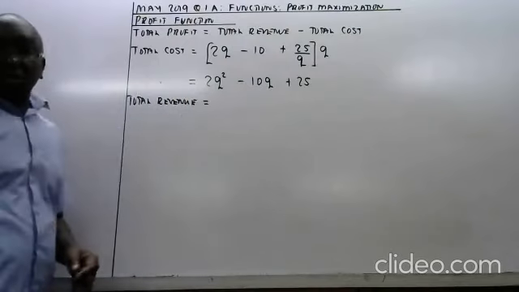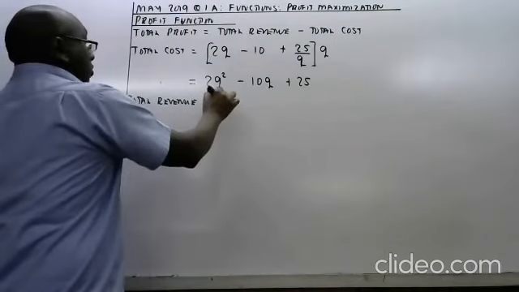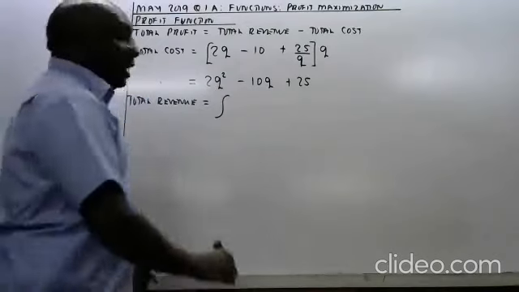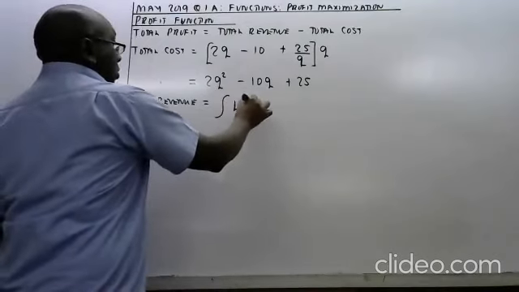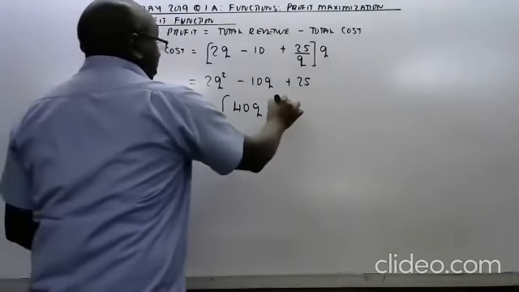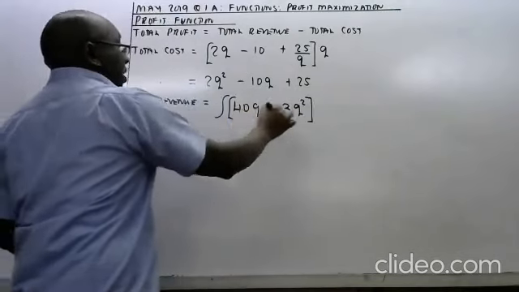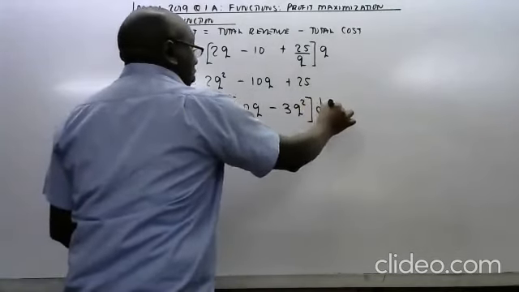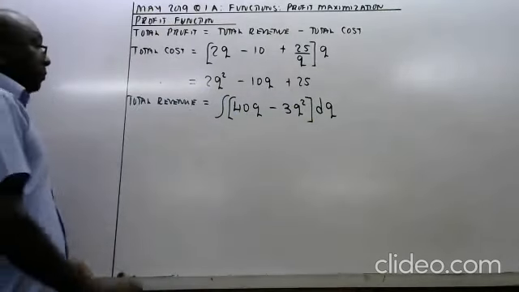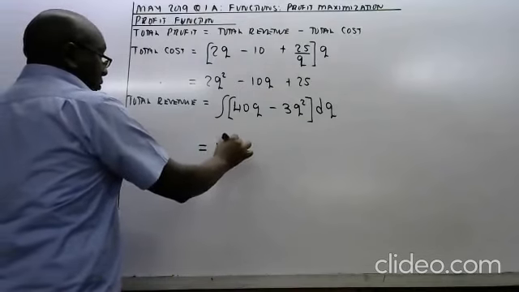So total revenue, the question has given us marginal revenue. So if you have marginal, you must integrate. So integrating 40Q minus 3Q squared with respect to Q. So integration proceeds like this.